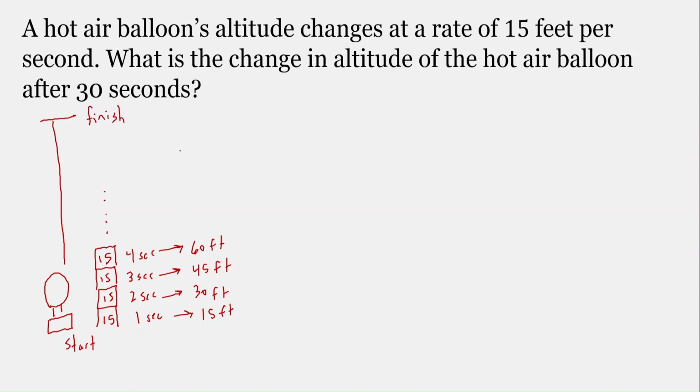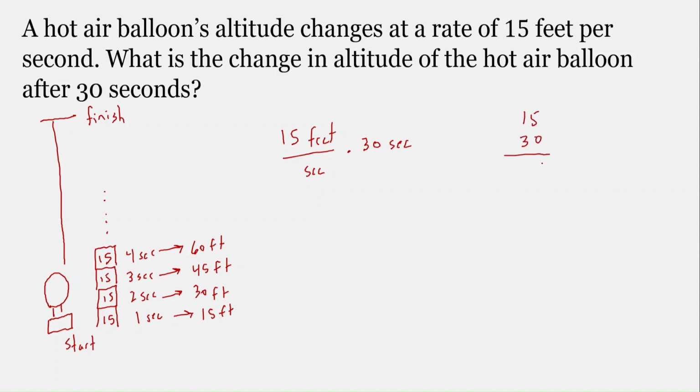And we can continue this for 30 times. We can add 15 to itself 30 times and we'll get the correct answer. But multiplication is fast addition, and so we can do it faster with multiplication. So we have 15 feet per second times 30 seconds. So we'll do 15 times 30.